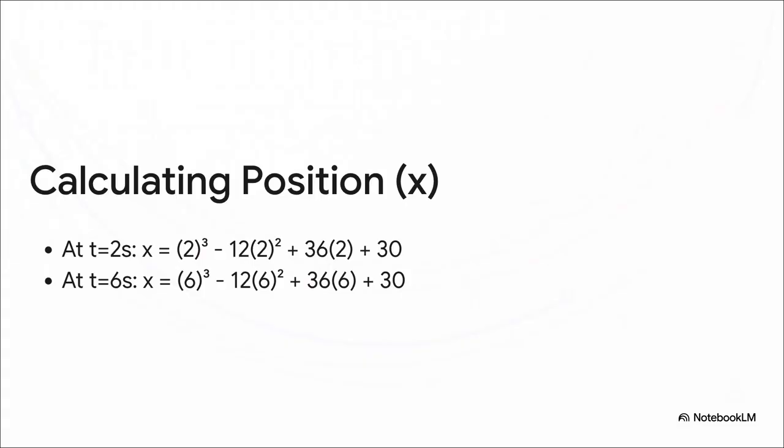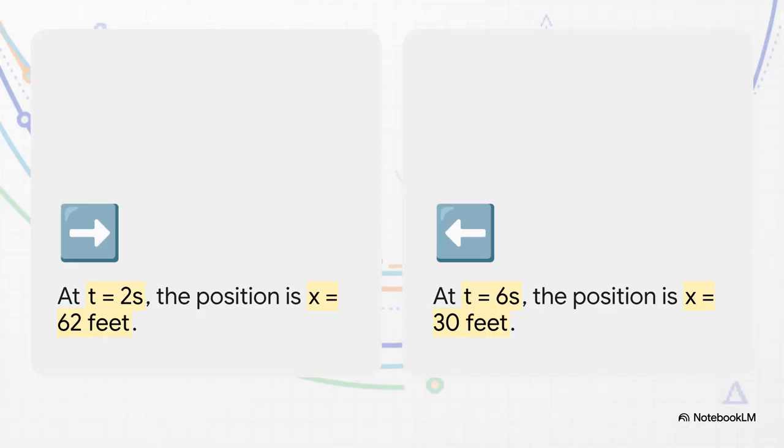To find the where, we have to rewind and go all the way back to our original piece of evidence, that first position equation. It's actually pretty simple from here. We just take our two time values, 2 and 6, and plug them back into that equation one at a time to see what position x we get. So, we run the numbers, and here's what we find.